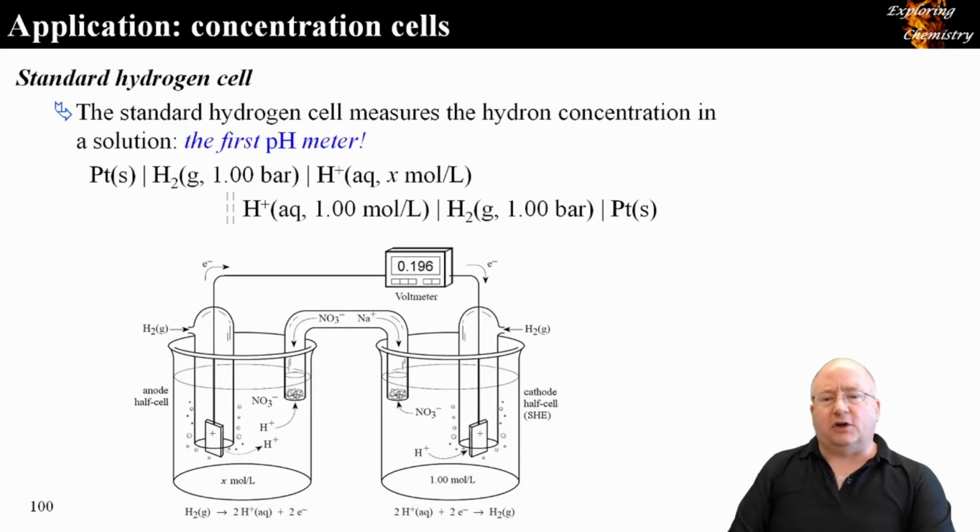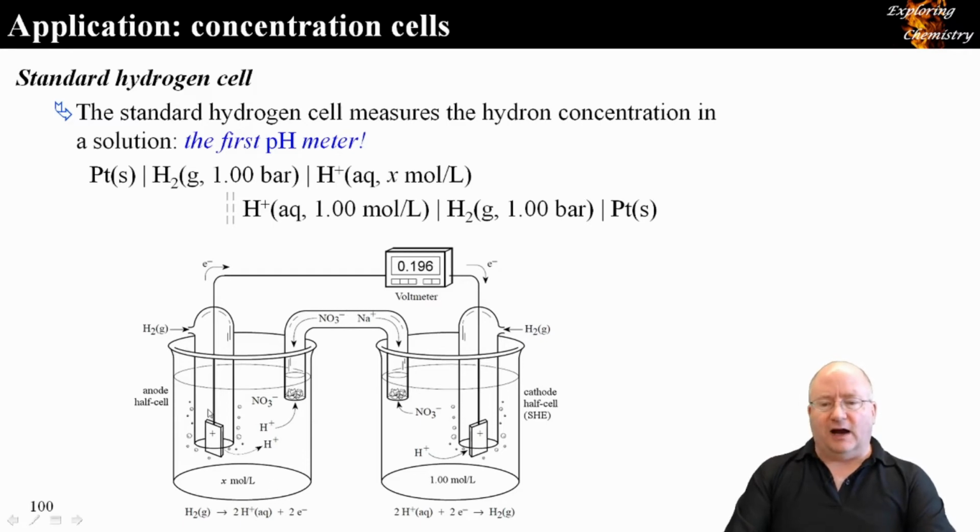The first concentration cell was the standard hydrogen cell, and it was used to measure the pH, the hydron concentration in a solution. This is an example where we have a platinum electrode, because it's inert, hydrogen gas at 1 bar, and an unknown concentration of hydrogen ions in solution.